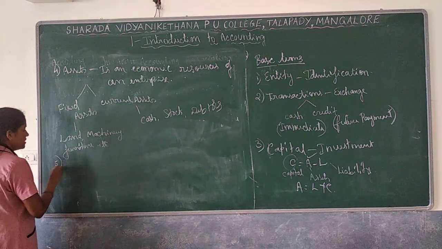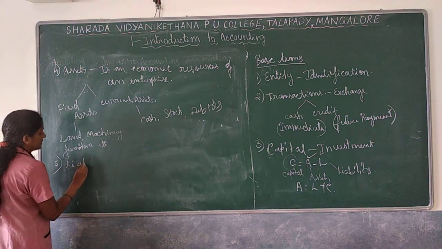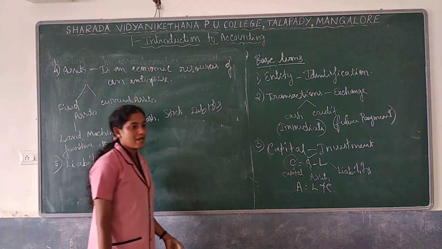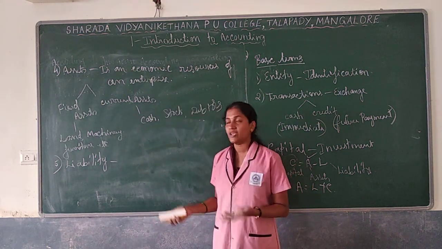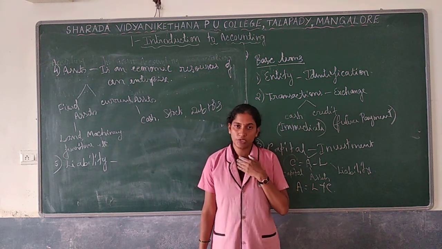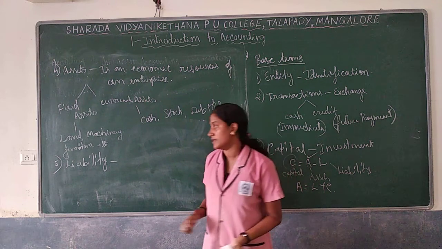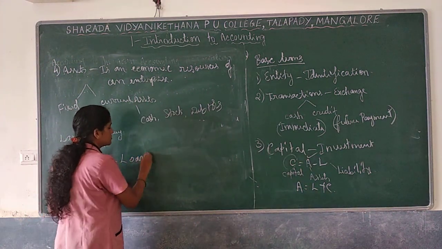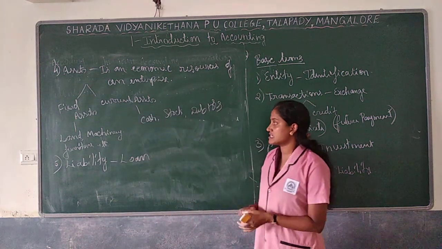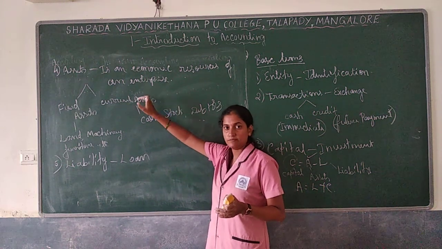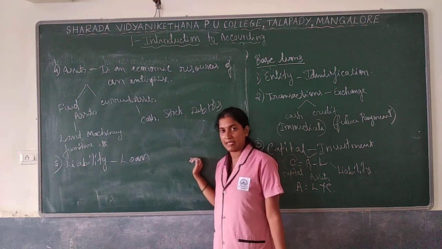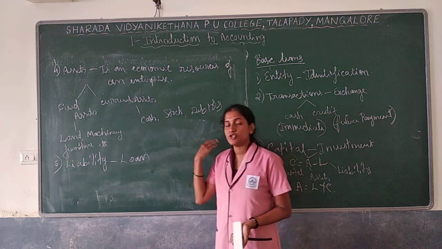Fifth one, the next concept or term is liability. What is liability? Liability is something which we have taken from someone. We have to give it back. It does not belong to us, it belongs to someone. For example, a loan. Money I have got, but I have to return it. It is not mine. Which belongs to us is an asset. Which does not belong to us is a liability. So liability is nothing but what we are supposed to pay to others.